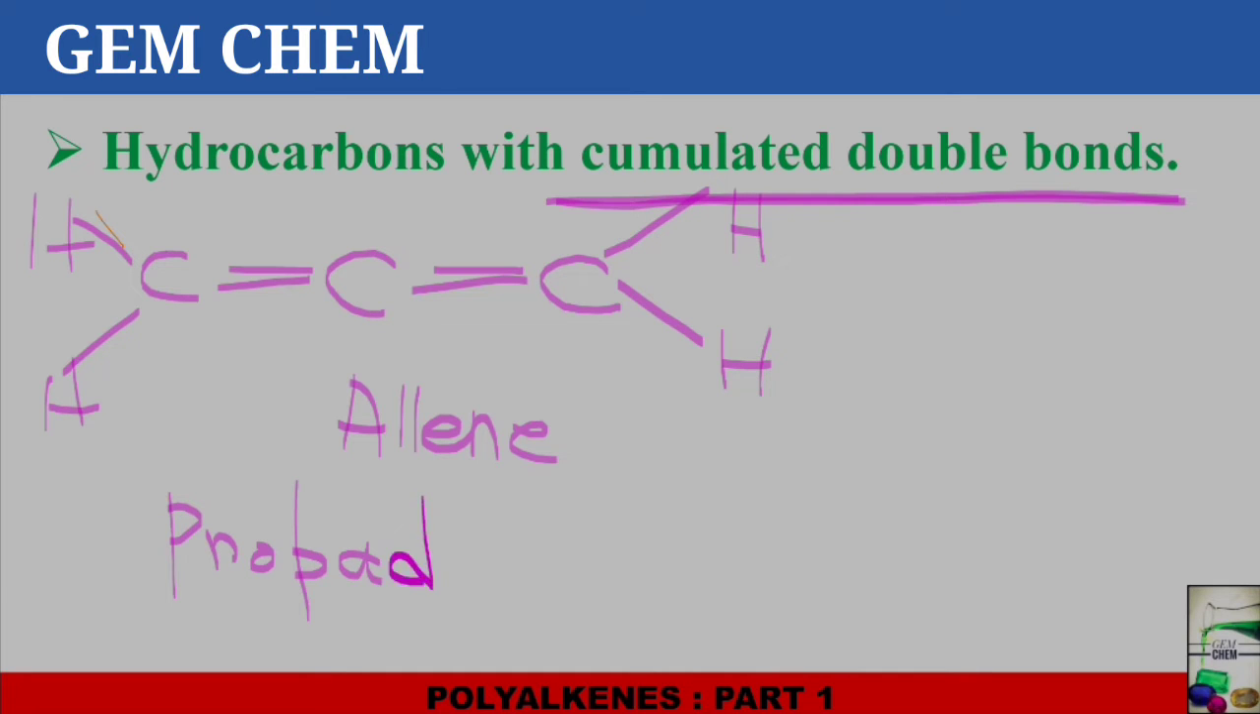or you can say propadiene. If you are confident about nomenclature, it's fine, but if you find it quite difficult, you can refer to the videos of IUPAC nomenclature already present in GemChem videos. I will give the link in the description box as well as the I button present above this video.